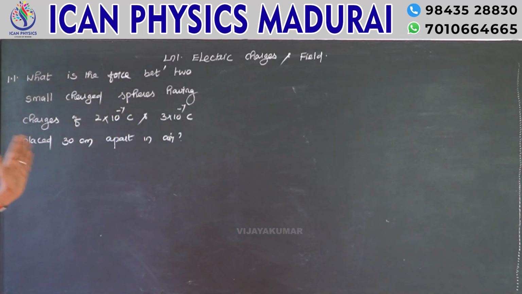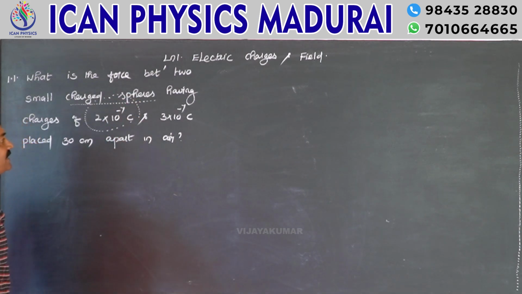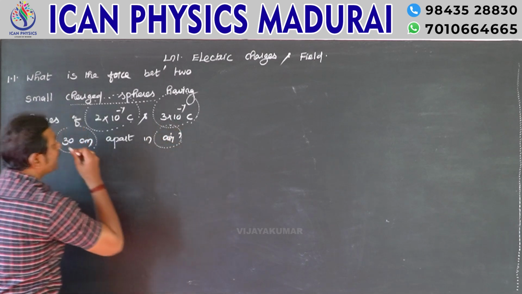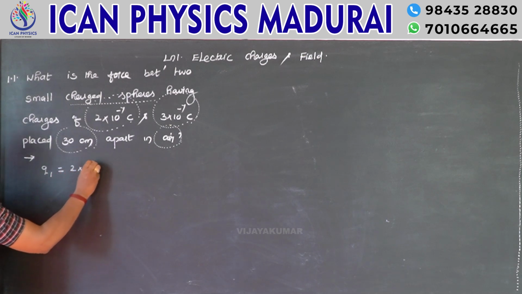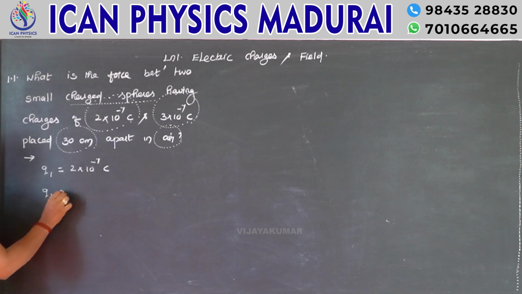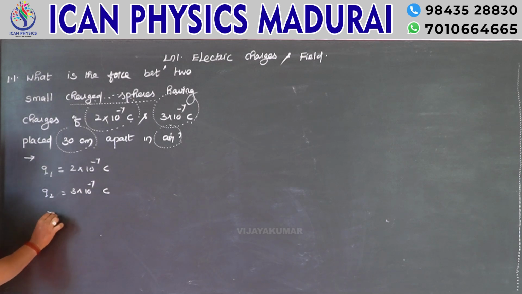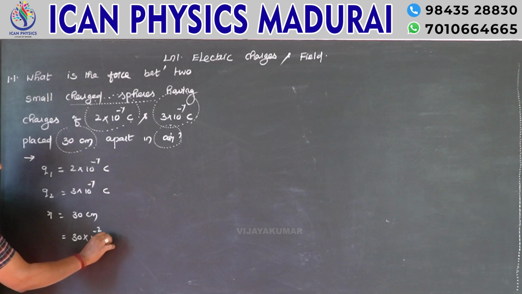So the first question: what is the force between two small charged spheres having charges of 2 into 10 to the power minus 7 coulomb and 3 into 10 to the power minus 7 coulomb, placed 30 centimeter apart in air? So the two charges can be taken as Q1, 2 into 10 to the power minus 7 coulomb, Q2 is 3 into 10 to the power minus 7 coulomb, placed at a distance of 30 centimeters. So R equal to 30 centimeter. Convert the centimeter into meter. So 30 into 10 to the power minus 2 meter.